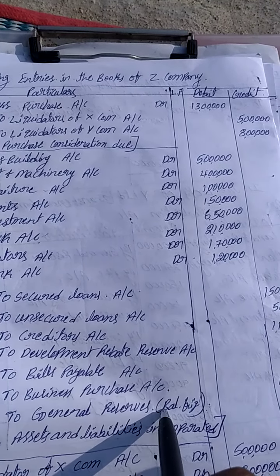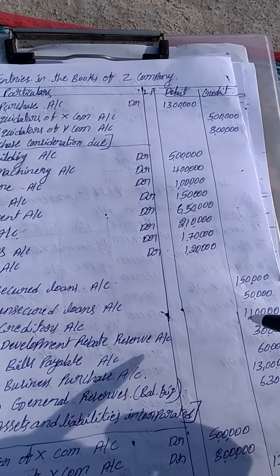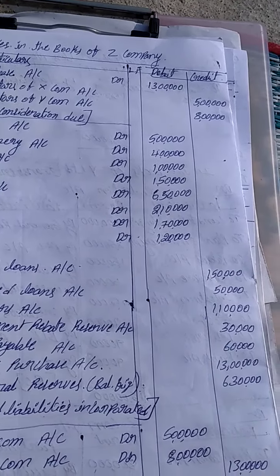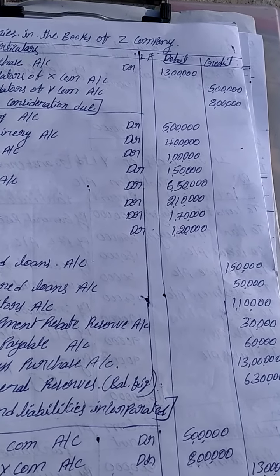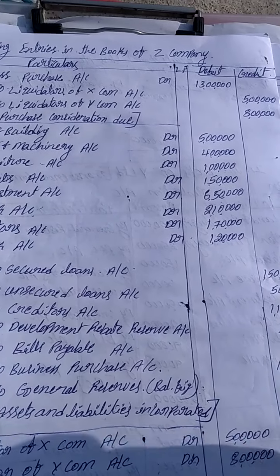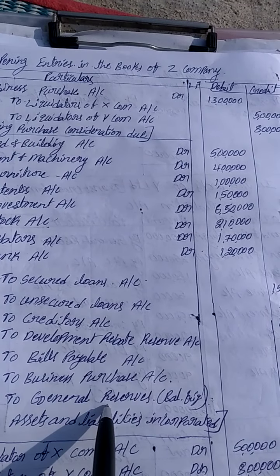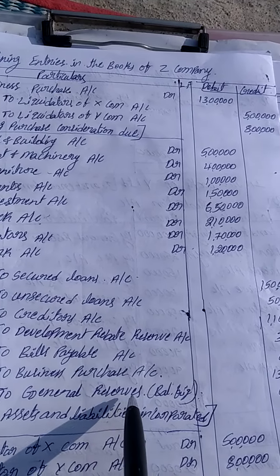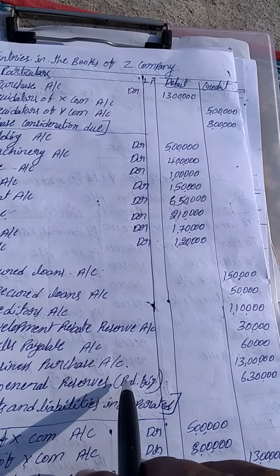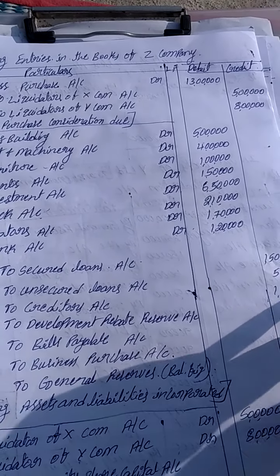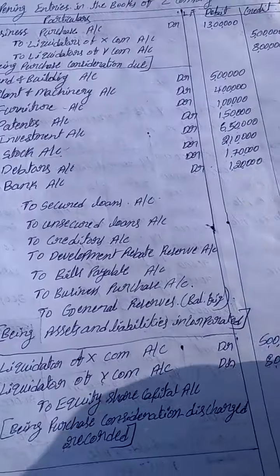Next one is general reserve. Whatever balance figure remains, we are going to transfer to general reserve in case of the pooling of interest method. That is very important. You have to remember whatever difference between assets and liabilities, we are going to transfer to general reserve. Okay, you have to remember that. That is very important and crucial. Next, being assets and liabilities incorporated in Z company, that is a simple entry.